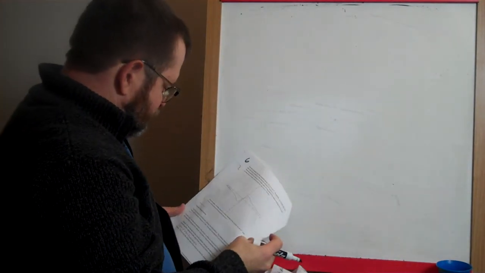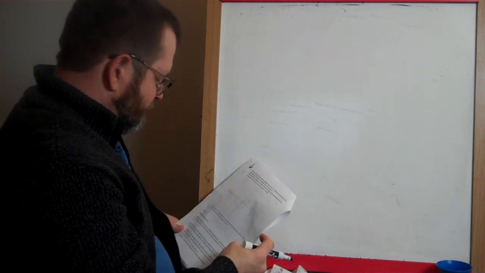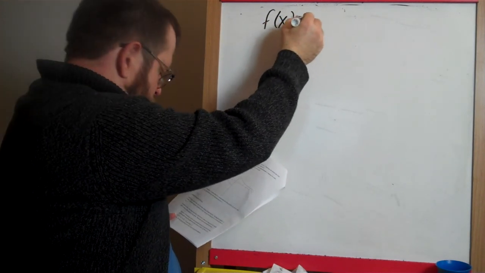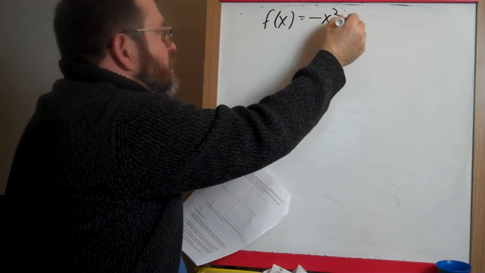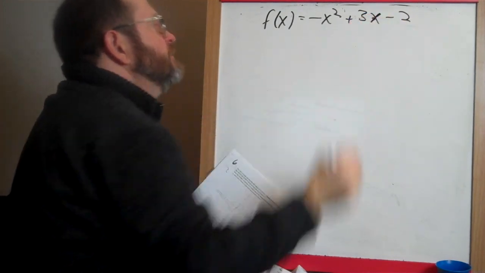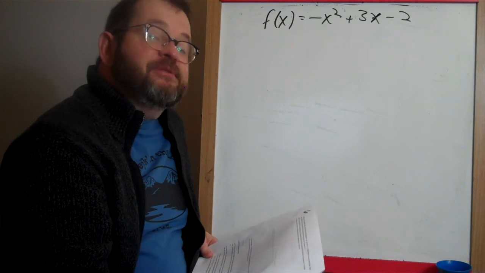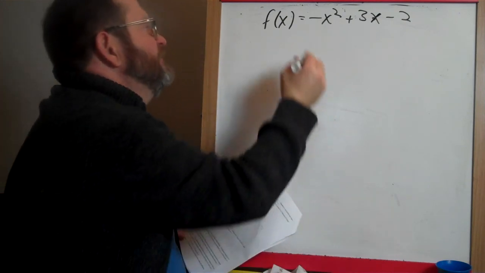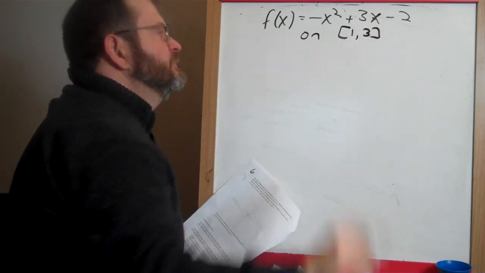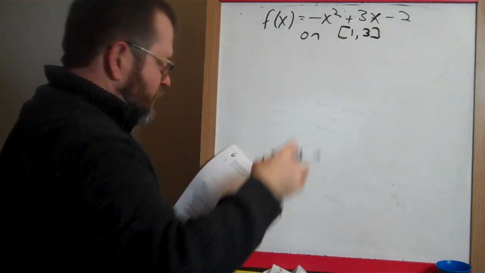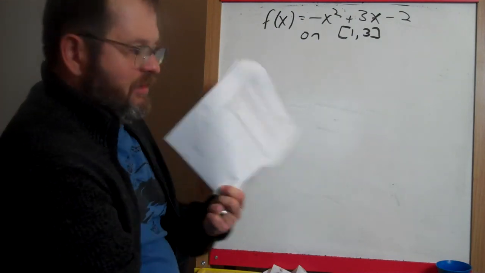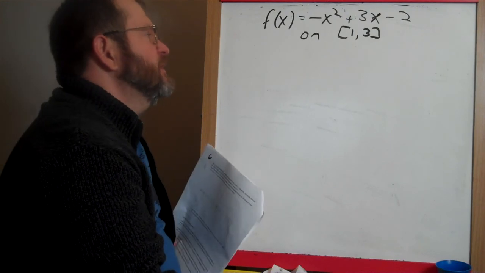So down at the bottom of page 6, we start an example that goes all the way to the bottom of page 7. And the function that we're working with here doesn't look so terrible. It's negative x squared plus 3x minus 2. We're supposed to find the absolute maximum and absolute minimum of that function on the interval from 1 to 3. In other words, x has got to be someplace between 1 and 3. We're not going to graph it just yet, although you're certainly welcome to peek ahead to page 7 and see what this thing looks like.